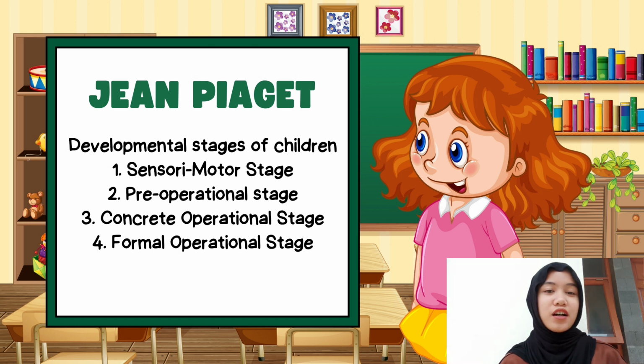And the next is the formal operational stage. Here, from approximately 11 years of age to adulthood, teenagers can think abstractly and understand complex ideas. They can think about the future and plan ahead.